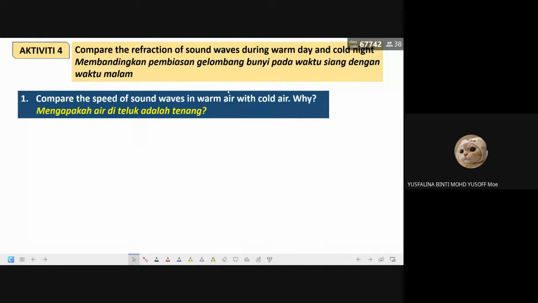Okay, the next part says compare the speed of sound wave. At the first part, before I started with the refraction of wave, I already told you that we will learn about the refraction of water wave, and also refraction of light, and another one, refraction of sound. Refraction of light, we will learn on chapter 6, the light chapter. And for the refraction of sound and water wave, we learn in chapter 5.